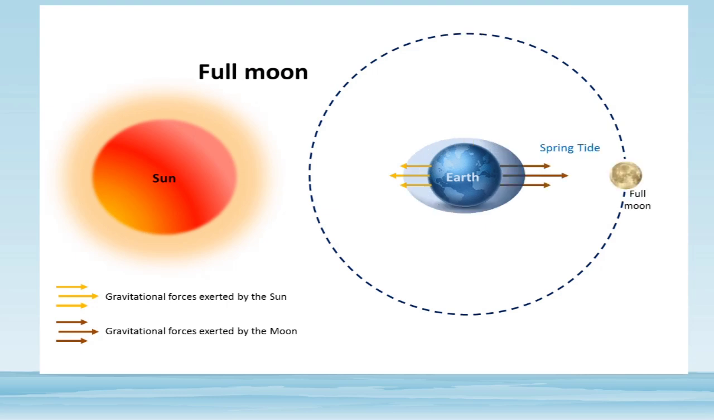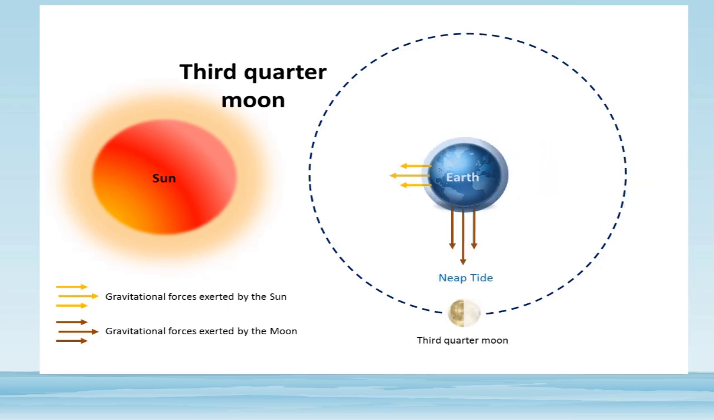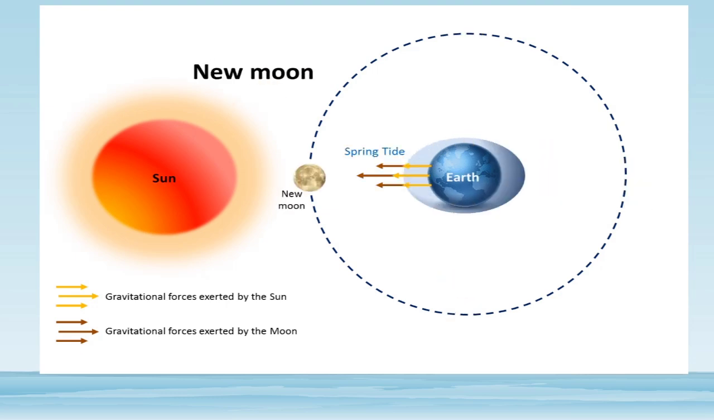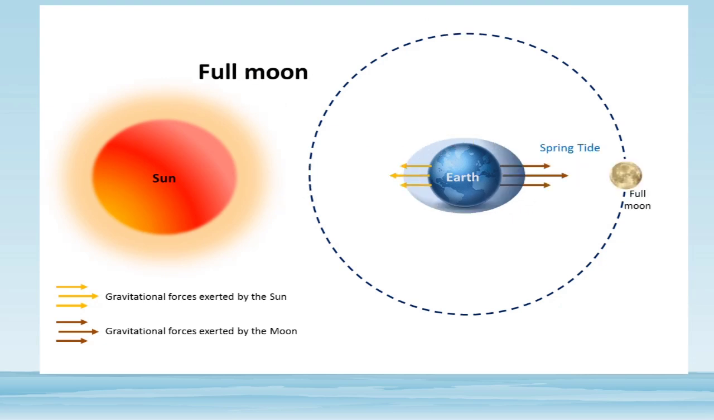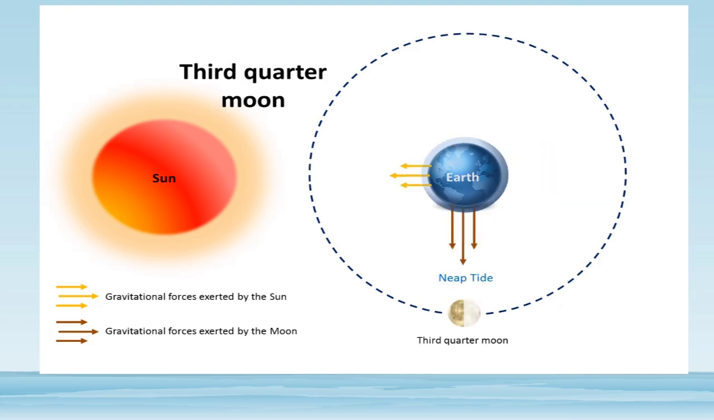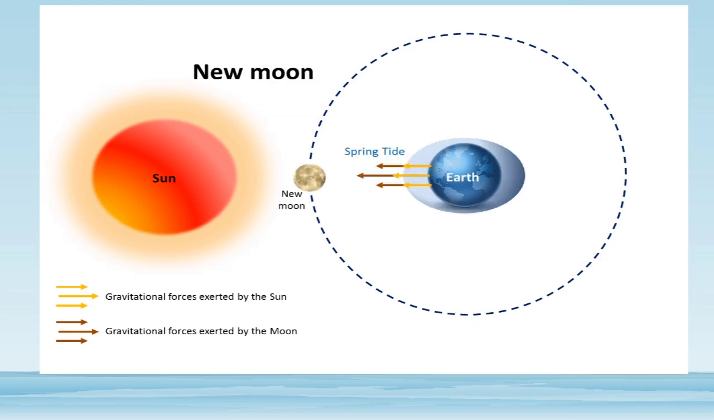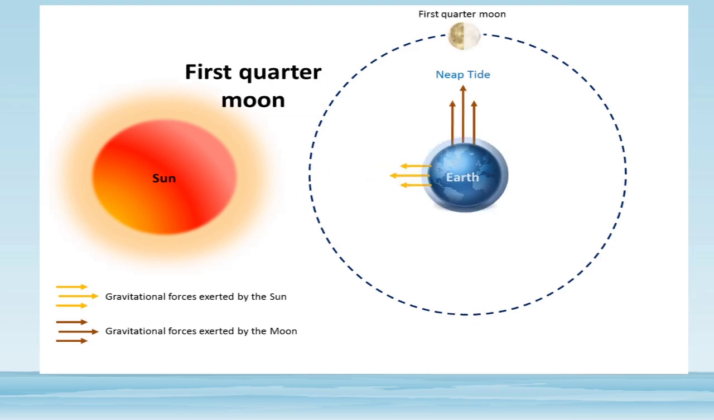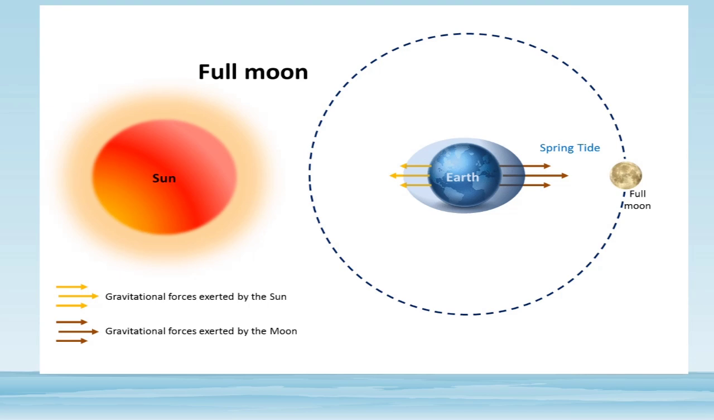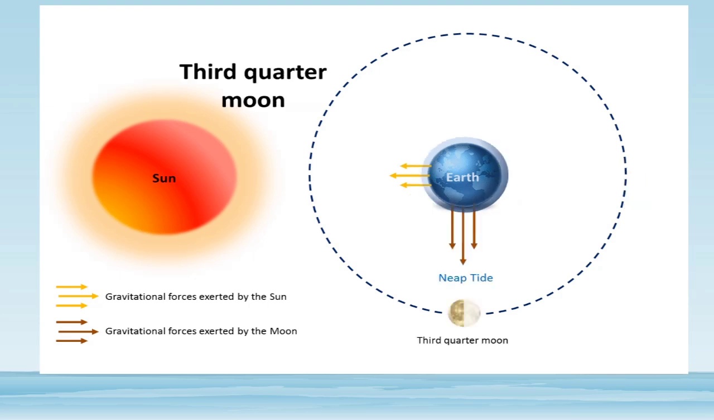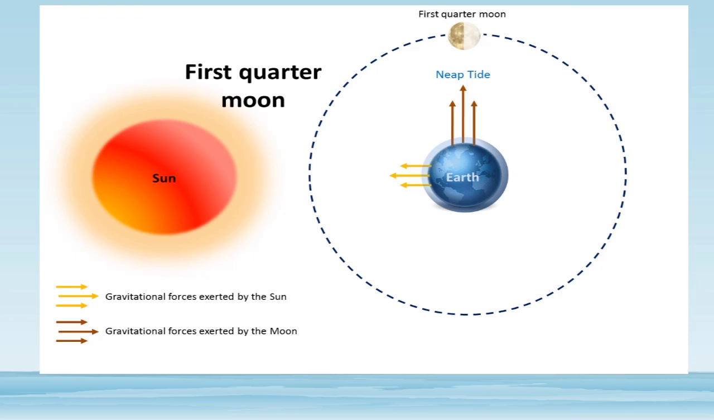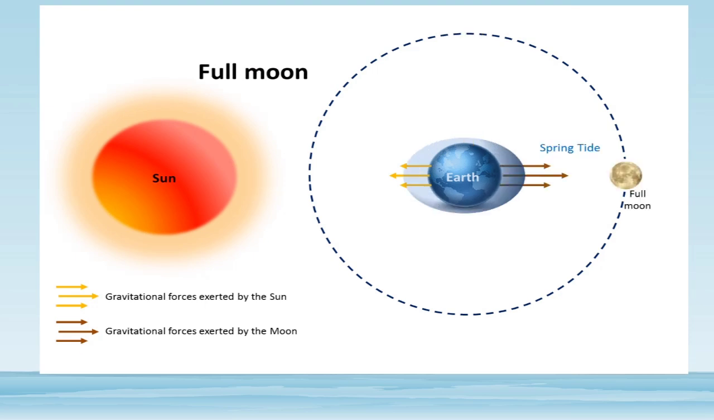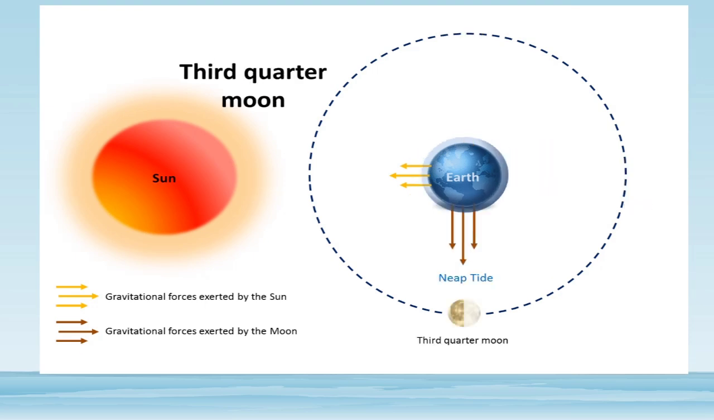If you observe, at the first quarter moon and the third quarter moon, the moon and the sun are not pulling the earth in the same direction, which causes the neap tides, whereas the full moon and the new moon both pull the earth in the same direction, which causes the spring tides, which are much higher.